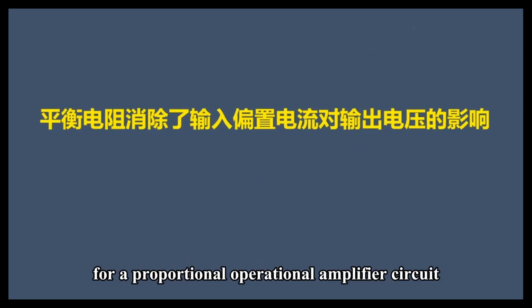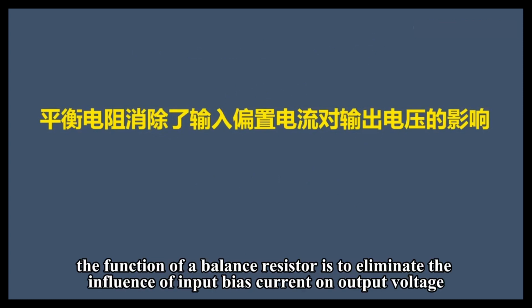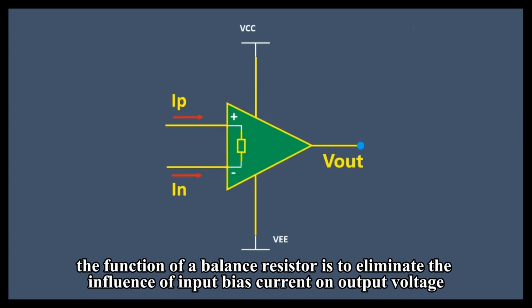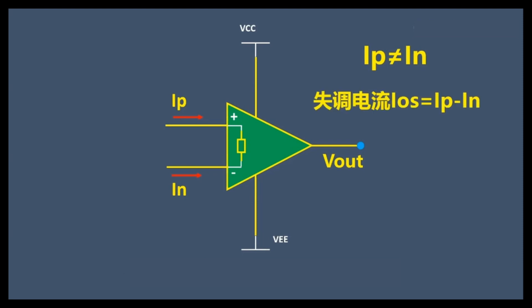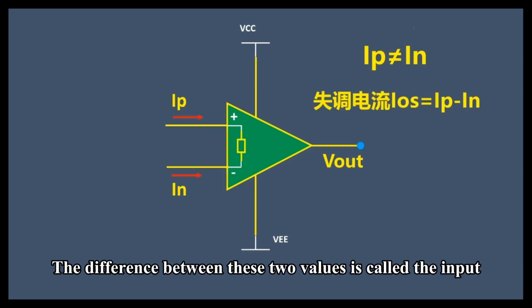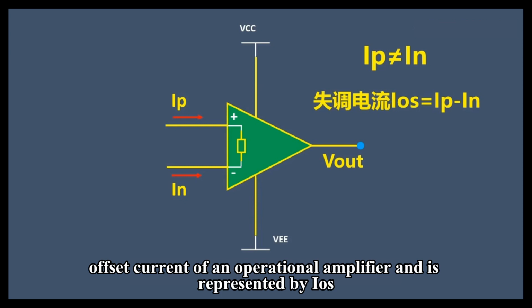Therefore, for a proportional operational amplifier circuit, the function of a balance resistor is to eliminate the influence of input bias current on output voltage. Generally speaking, since it is impossible for input-level devices to be exactly the same, there will be differences between them. The difference between these two values is called the input offset current of an operational amplifier and is represented by IOS.